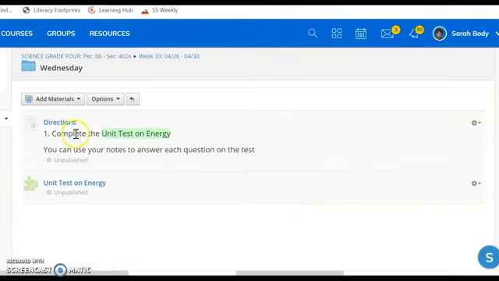Wednesday, we're going to wrap up this unit on energy. So you guys have a test here. There are 20 points available on this test. There's multiple choice, and then there are 4 matching questions. So do the best that you can.